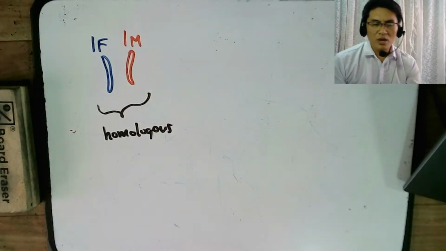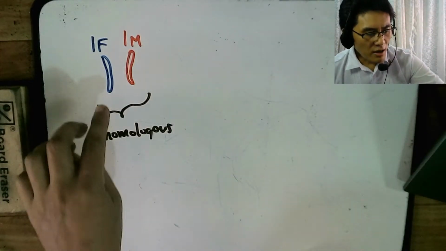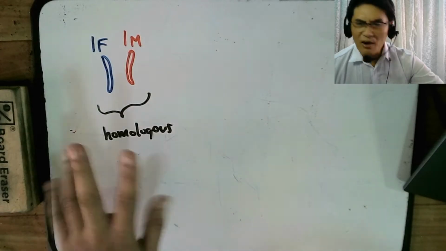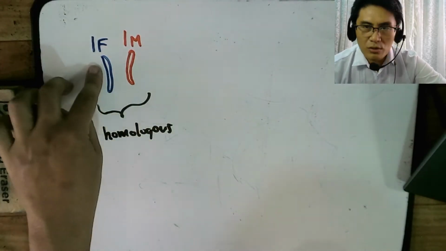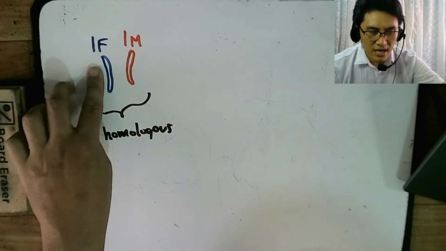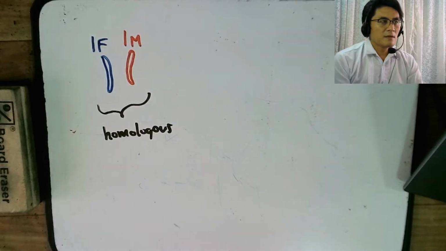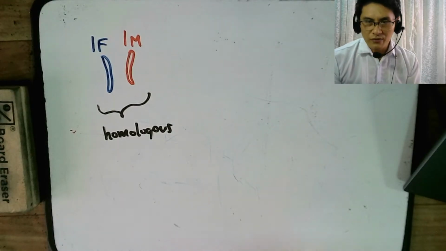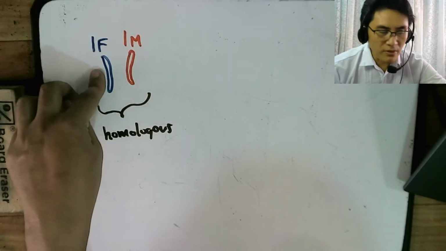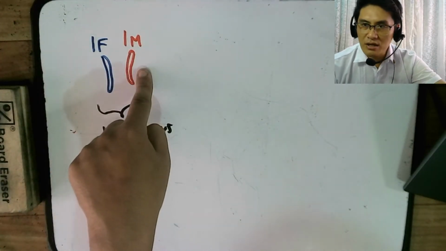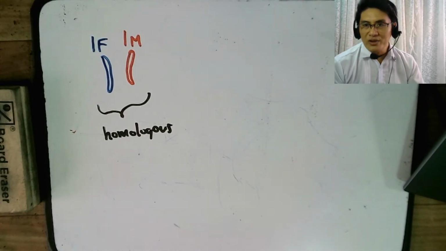Homologous chromosome pairs. If you look at the word, homo means same. So they are equivalent, not really identical, but equivalent. Equivalent means this chromosome from your father is kind of the same as this chromosome from your mother. But think of them as instructions for your body, where you have different instructions coming from your father and different instructions coming from your mother. It's just that they code for the same thing.